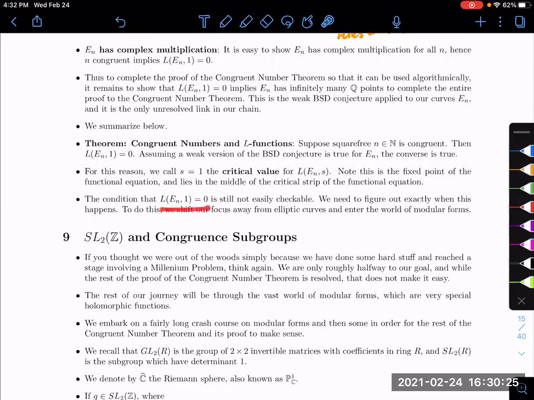Now, again, whether or not the L function is 0 at 1 is still not an easily checkable condition. So we need to figure out exactly when this happens. And to do that, I want you all to wave goodbye to elliptic curves, because we're just not really going to see them too much more. Occasionally we'll bring them up and draw some parallels between what we're about to study and elliptic curves. But in general, we're saying goodbye. We've gotten all we need from them, okay? We're going to say goodbye to elliptic curves, and we're going to enter the world of modular forms.